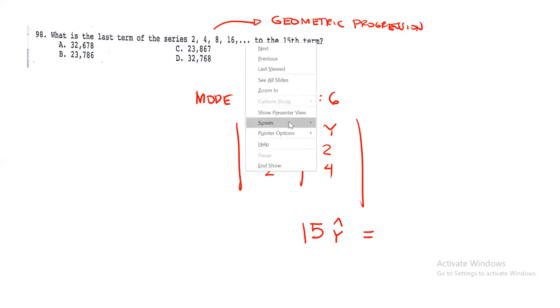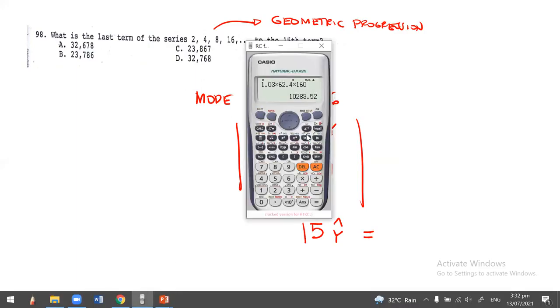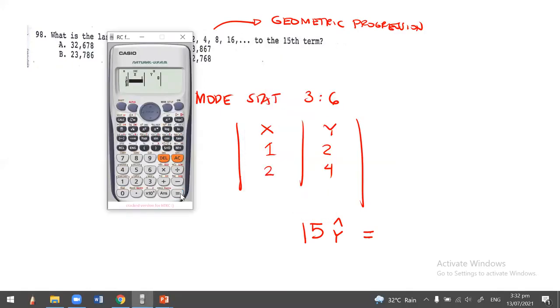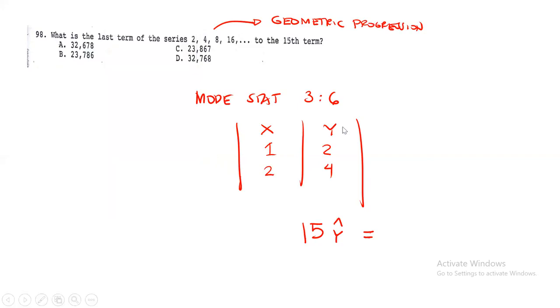Let me show it on the calculator. Mode 3, 6. So 1, 2, so 2 and 4. Then shift stat 5, so 15. So 32,768. So the answer is letter D.